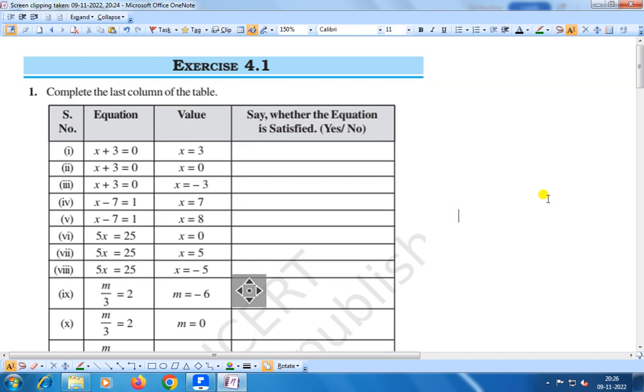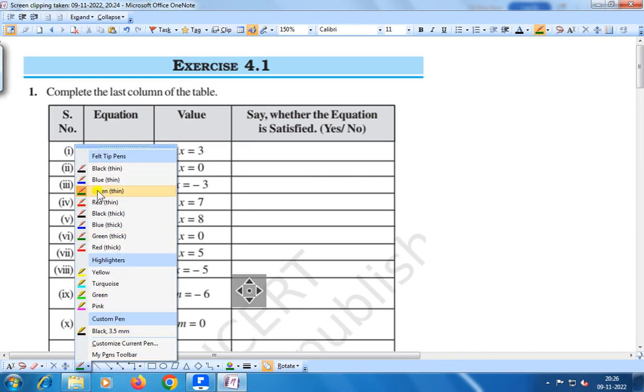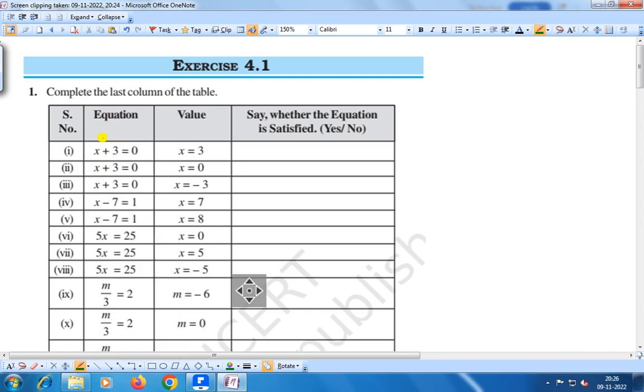Complete the last column of the table. Here is given serial number 1. This is the equation, and this is the value x equal to 3. See whether the equation is satisfied, yes or no. Right, question number 1. Here we can see that x plus 3 is equal to 0.